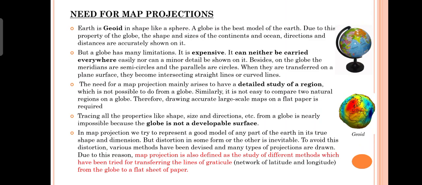Due to this reason, map projection is also defined as the study of different methods which have been tried for transferring the lines of graticules from the globe to a flat sheet of paper. Graticule means network of latitudes and longitudes. This is the picture of the geoid.